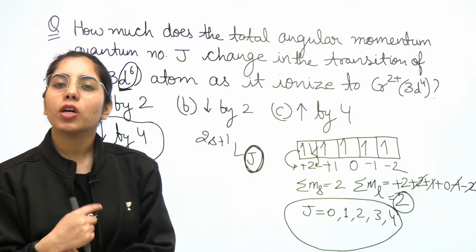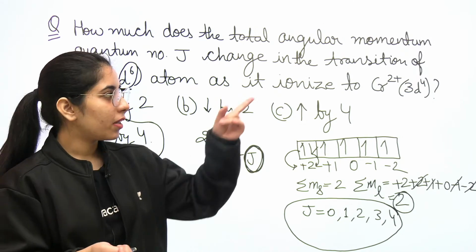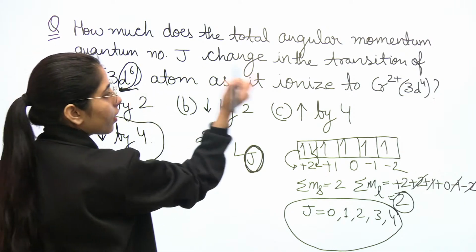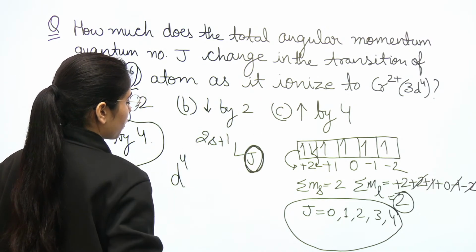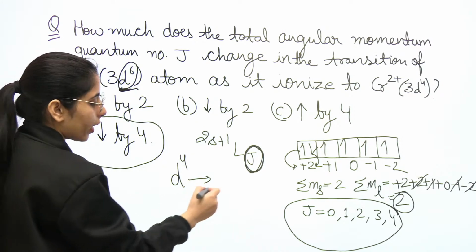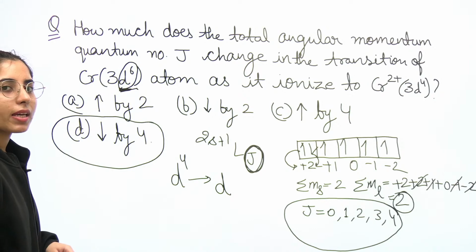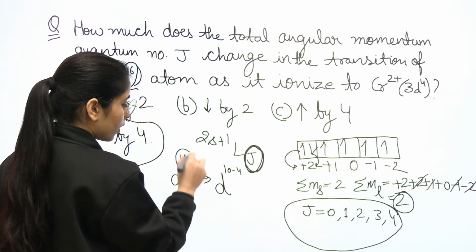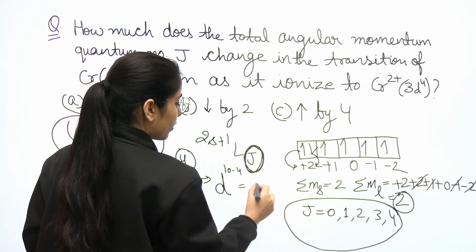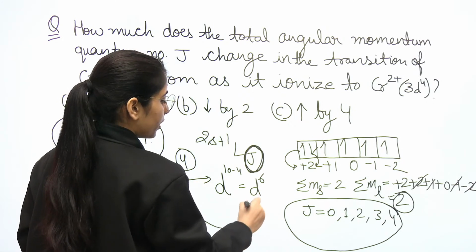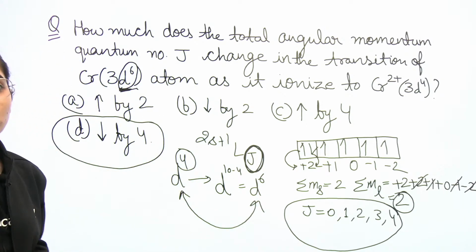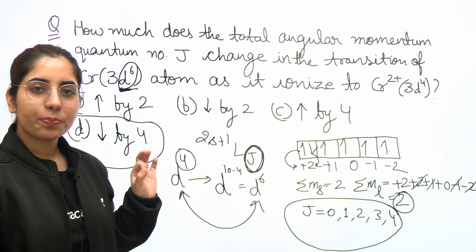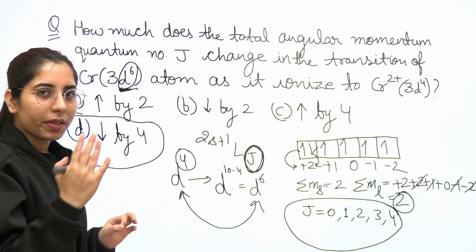Now, do we need to work once more on this approach? Do we need to write it for the other one? No, it's not required. Why? Because we know that D6 and D4 are the inverted multiplets of each other. How? For D4, how many maximum electrons can be in the D orbital? 10. So 10 minus 4, the total minus the given one, that is 10 minus 4 will be D6. For the inverted multiplets, the spectroscopic terms will be the same.